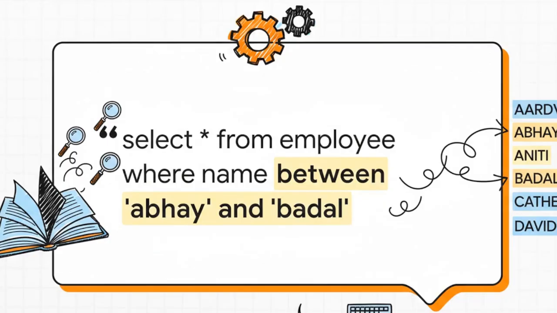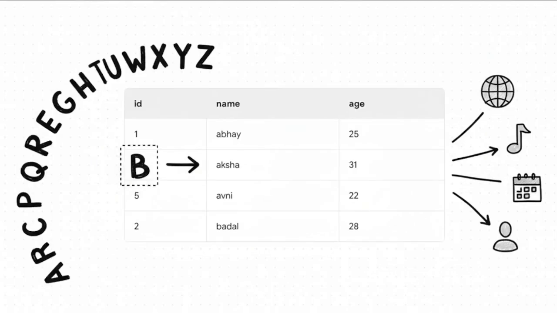But it turns out BETWEEN isn't just for numbers. It also works for text, which is super cool. This query here is asking for all names that fall alphabetically between Apai and Badal. And there you have it. It returns the names that fit right inside that alphabetical range. It's a really powerful concept that goes way beyond just numbers, and that makes it incredibly useful.